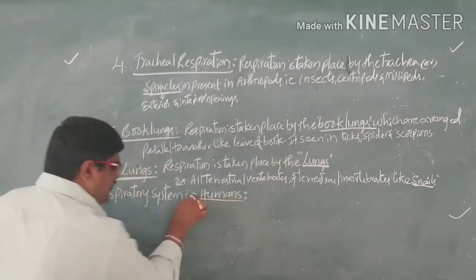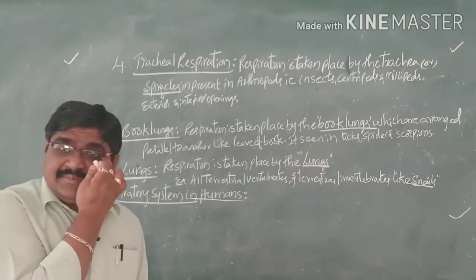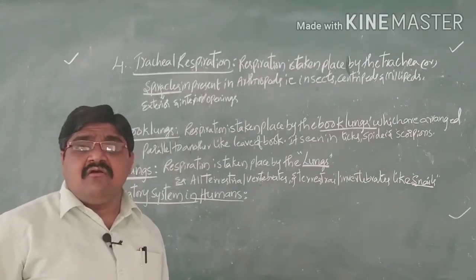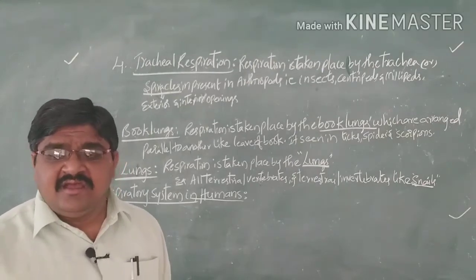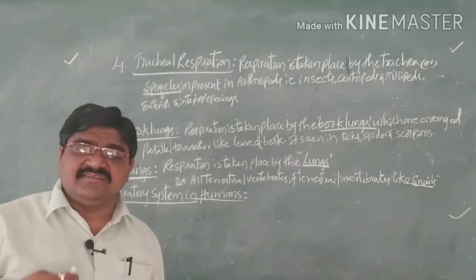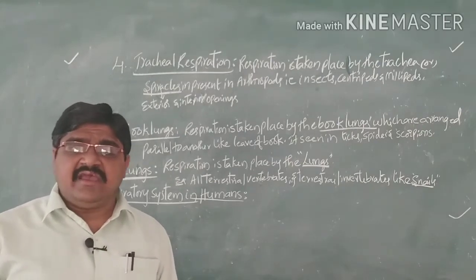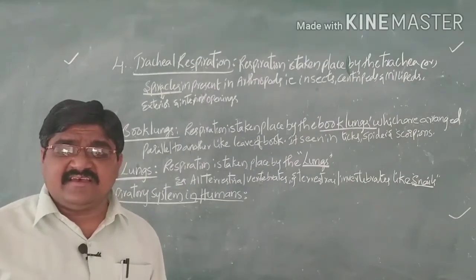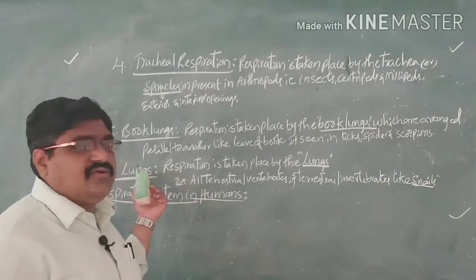So in humans, how is respiration taking place? It means the exchanging of gases: air enters, oxygen enters, and where the exchanging of gases takes place, the carbon dioxide again leaves out. So the exchanging of gases in respiration takes place through the help of lungs only.